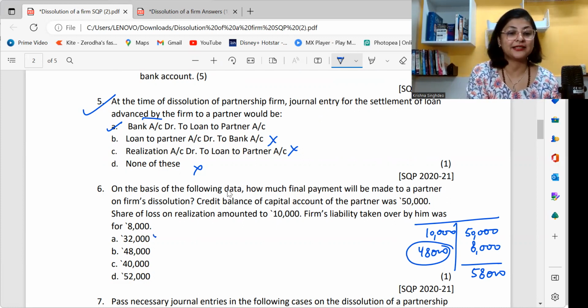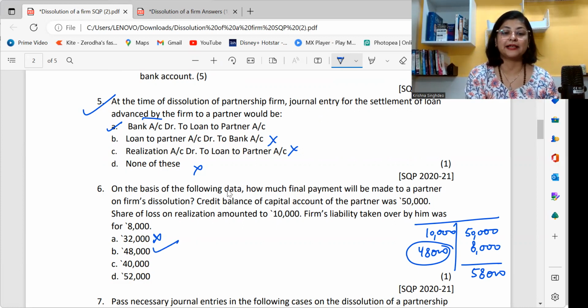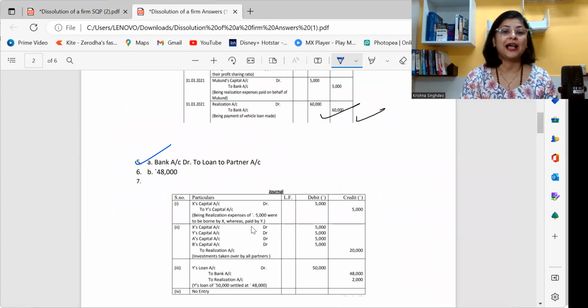So let's find out which one is the answer. This B part is the answer, and these are not the answers for this. Okay, let's see. And here is the answer, B part, 48,000.